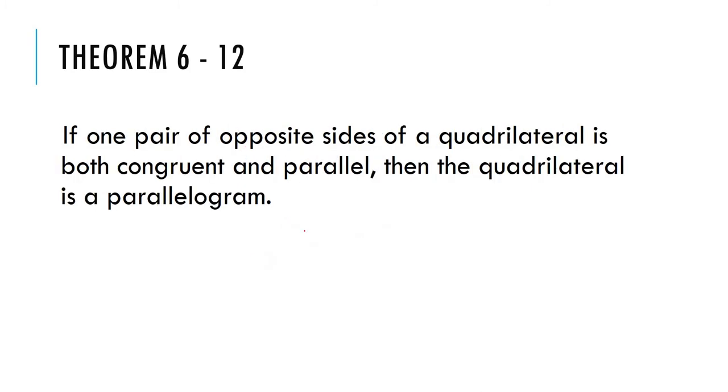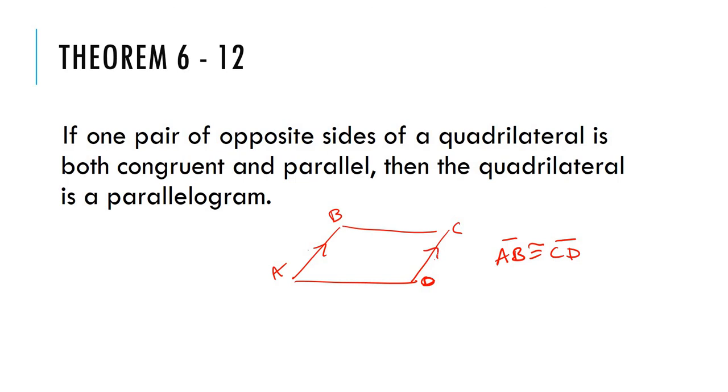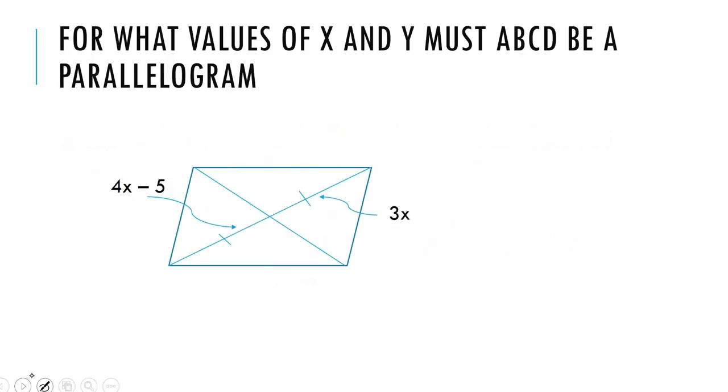If one pair of opposite sides is both congruent and parallel, so one pair, you don't even have to do both. If this pair is congruent, if AB is congruent to CD and AB is parallel to CD, then it is a parallelogram. So we're going to use it by doing problems like this.